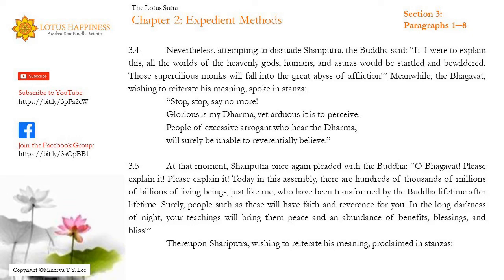Please explain it. Today in this assembly, there are hundreds of thousands of millions of billions of living beings, just like me, who have been transformed by the Buddha lifetime after lifetime. Surely, people such as these will have faith and reverence for you. In the long darkness of night, your teachings will bring them peace and an abundance of benefits, blessings, and bliss. Thereupon Shariputra, wishing to reiterate his meaning, proclaimed in stanzas.